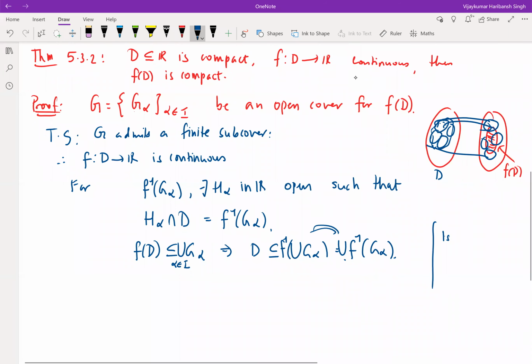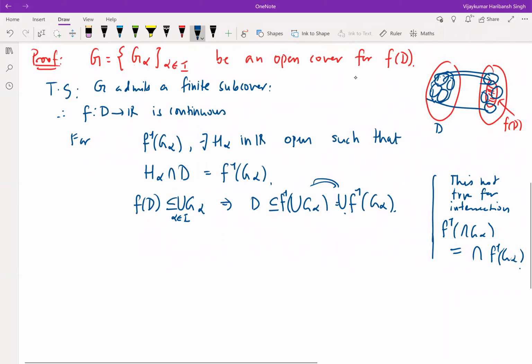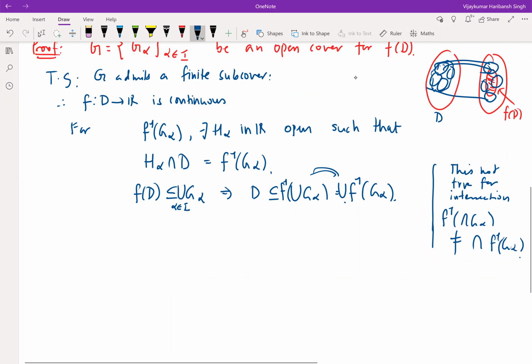Show that this is not true for intersection. That f inverse of the intersection of G alpha is not equal to the intersection of f inverse of G alpha. Yeah, because this could be empty, right? The intersection of the G alphas could be empty, whereas you can have it in a way that this is non-empty. So this is not true. However, for union, this is good.